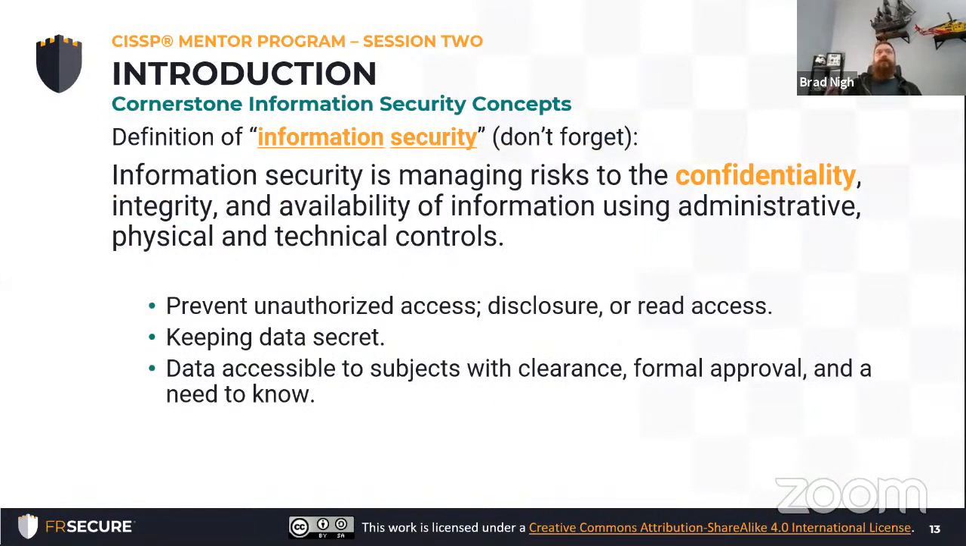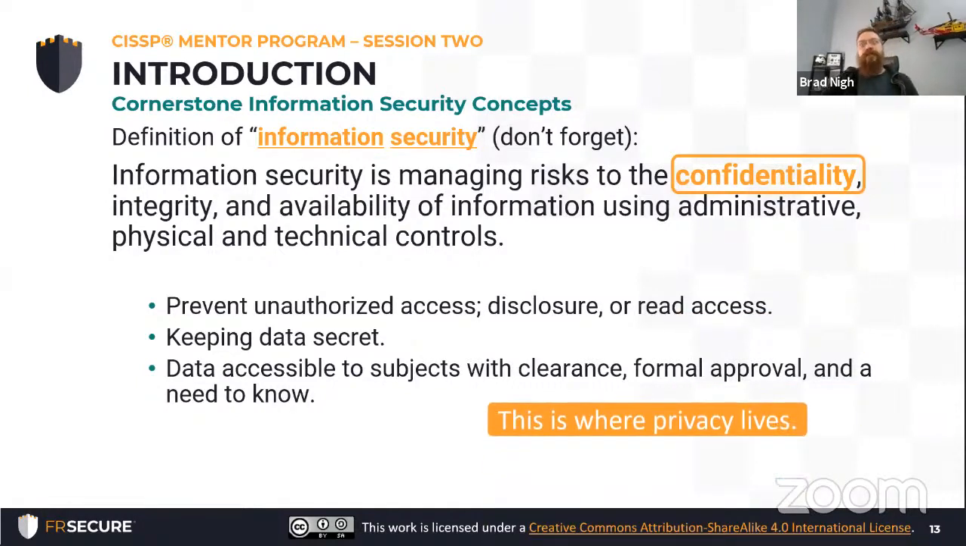All right, so confidentiality, again, anything in orange, make sure you know. Confidentiality is preventing unauthorized access, disclosure, or read access. We're keeping it secret. And then it's only accessible to the people that have a need to know. So keep that in mind. We want to prevent unauthorized disclosure.